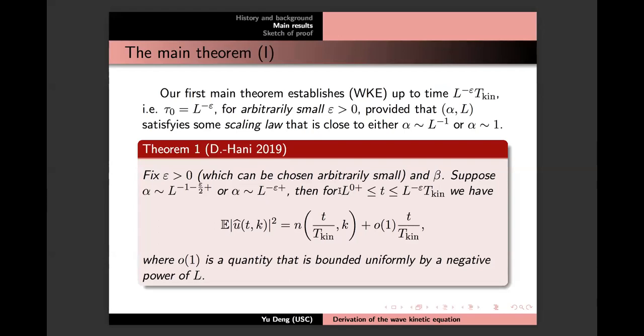Then as long as t is between L to the 0 plus and L to the minus epsilon times the kinetic time scale, we have that this ensemble average is the solution to the wave kinetic equation plus O(1) times t over t kinetic, where the O(1) quantity goes to 0. Actually, in this case it is bounded uniformly by a negative power of L. The main point of the theorem is that we can reach a time scale arbitrarily close to the kinetic time scale only in these particular scaling laws, where alpha equals L to the minus 1 or alpha equals 1.